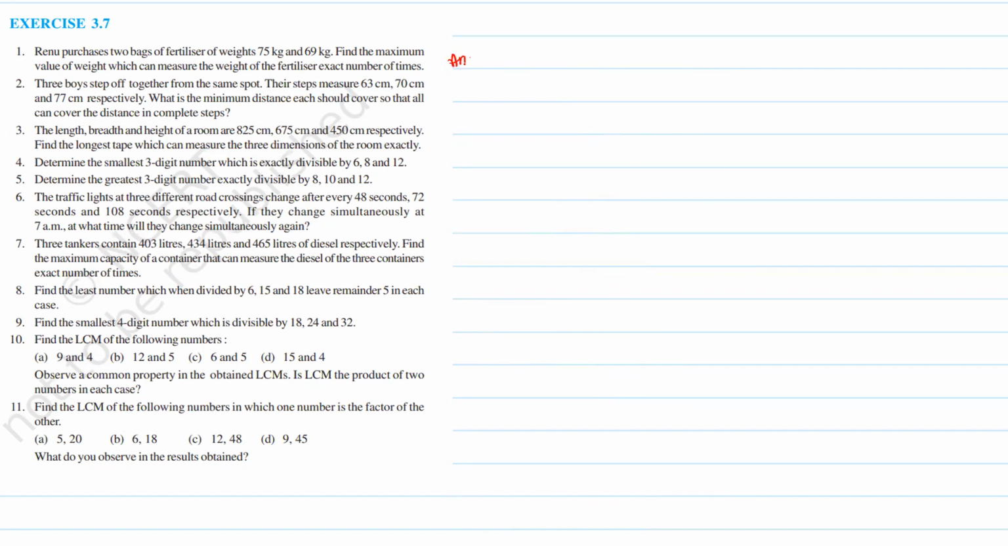Coming to the next, answer 6. The traffic lights at different road crossings. Whenever the light question comes, it is always the LCM. So it will be the LCM of 48, 72 and 108.